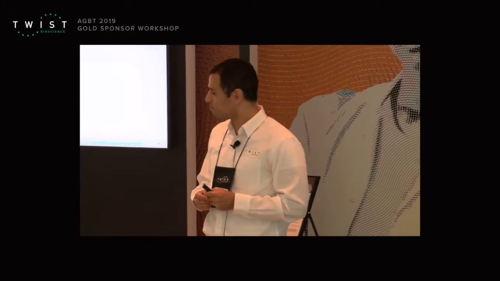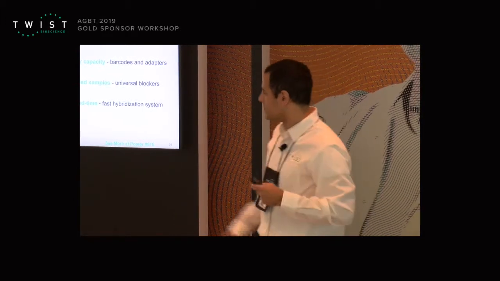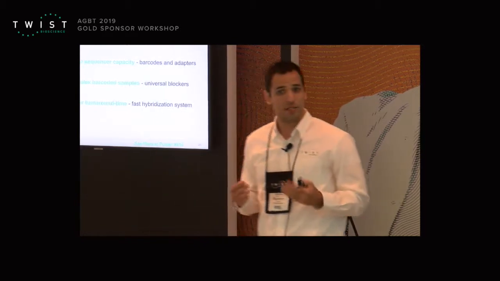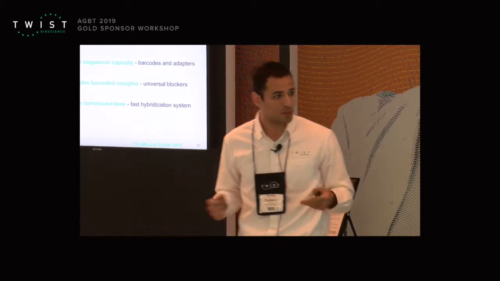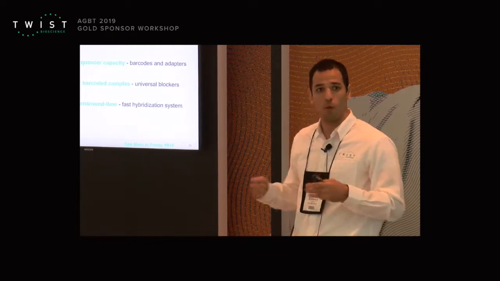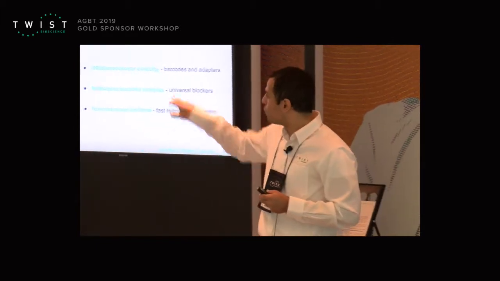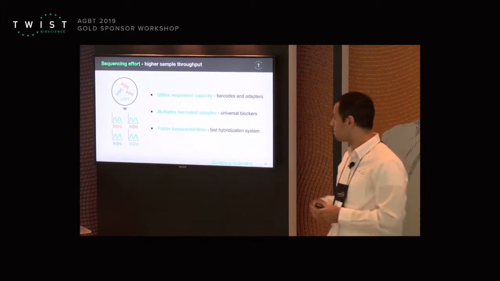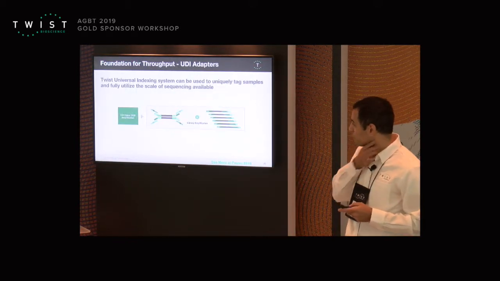So let's talk about effort. How do we make it easier to do experiments? With effort, we think about this three ways. One, we want to make it so you can utilize your sequencer capacity more, so you can put more samples on a lane of a NovaSeq or something, so there's no barcode clashing or anything. We want you to be able to multiplex your captures, and we also want to have fast turnaround time. I'll talk about those really quickly.